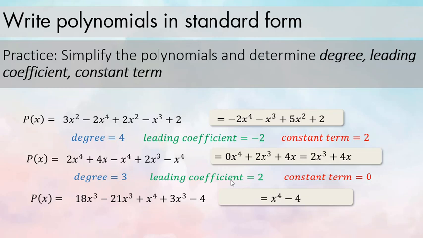The last polynomial can be simplified to a very simple polynomial, x to the power of 4 minus 4. So the degree is again 4, and the leading coefficient is 1, and the constant term is negative 4. Okay, do you have all the answers right?